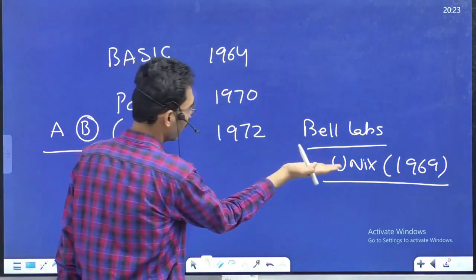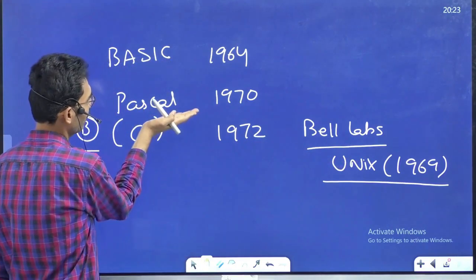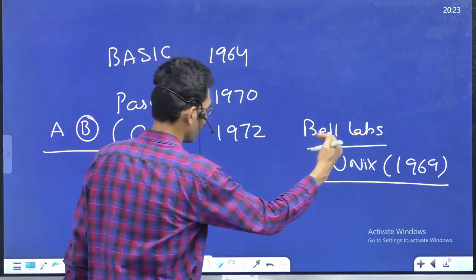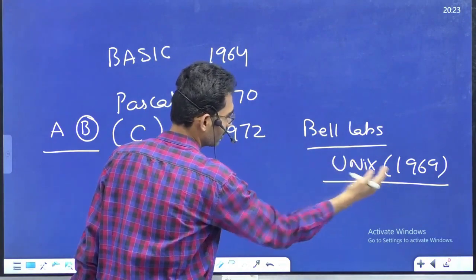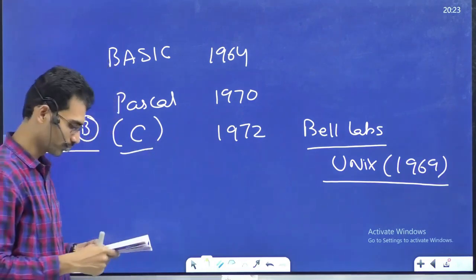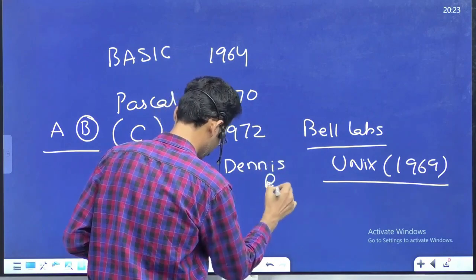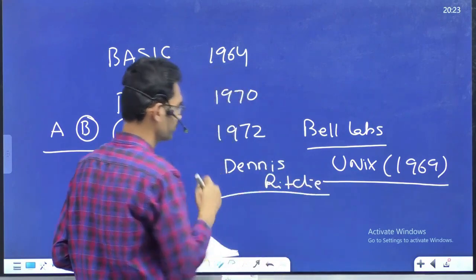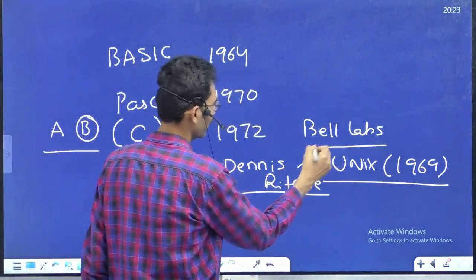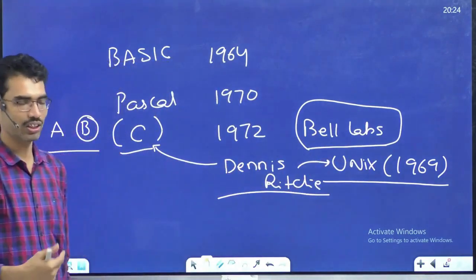Now you can see, the Unix operating system requires some kind of language. It must have been written in whatever languages existed before that. One of the developers of Unix is the same person who worked on the development of C also. His name is Dennis Ritchie. He was there in the development of Unix also, because Bell Laboratory is the same place. He is the same person who developed the C language.